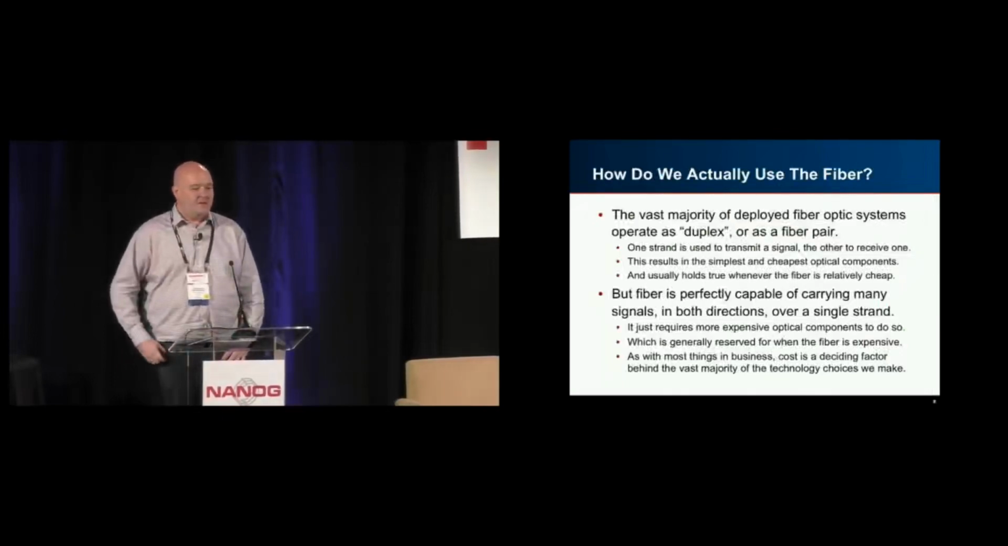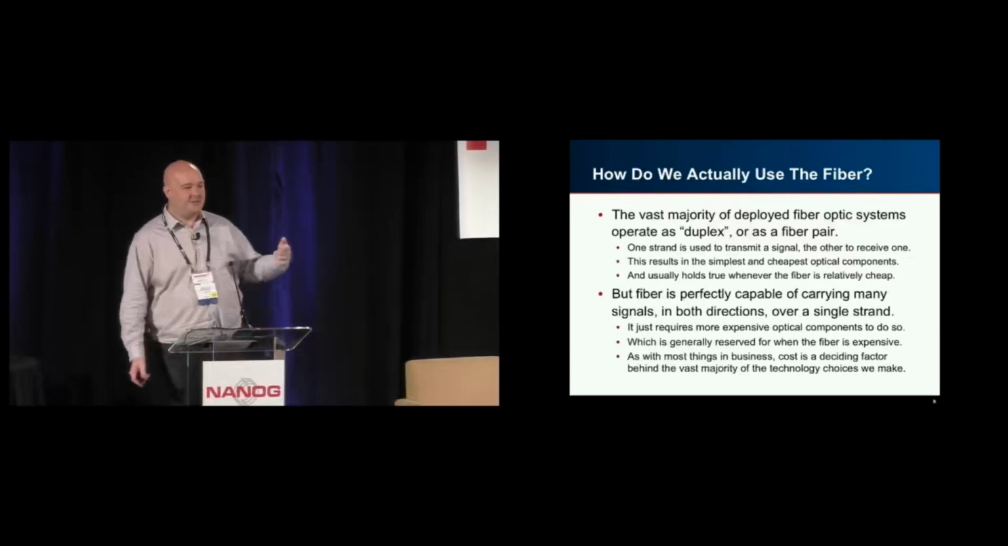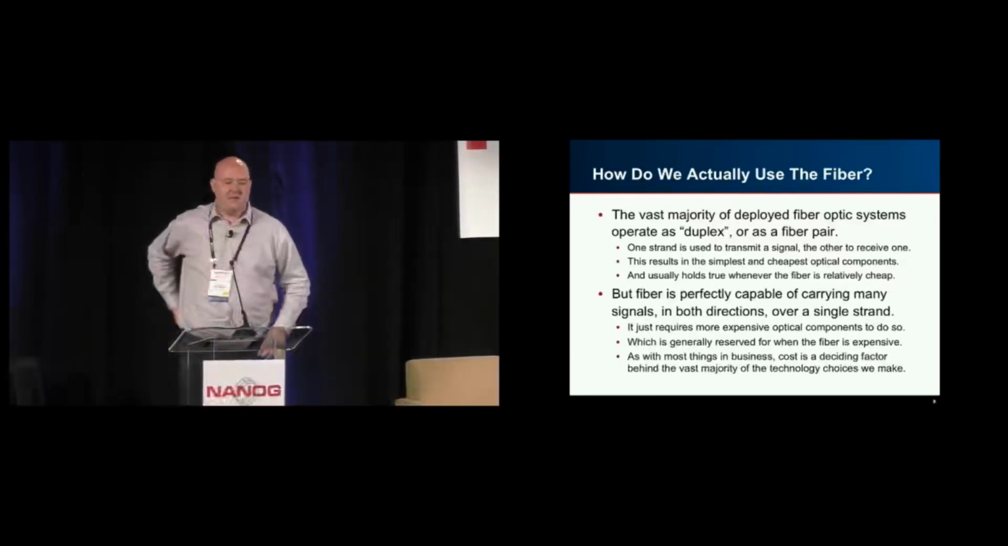So what do we actually do with the fiber? Well, remember the vast majority of fiber that's out there is duplex systems, right? So we have fiber pairs. We run two strands of fiber, and one is used to transmit in one direction, one's to transmit in the other direction. So transmit, receive, depending on which side you're looking at.